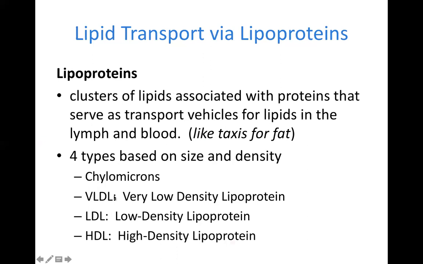Next, we have very low-density lipoproteins. We have low-density lipoproteins and HDL, or high-density lipoprotein. You may have heard of LDL and HDL as being quote-unquote cholesterol. And they're not actually cholesterol, they're lipoproteins that transport cholesterol. So we're going to talk about those coming up.